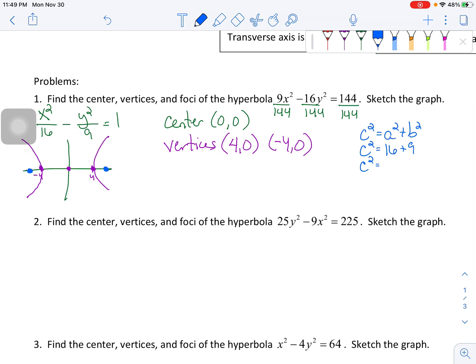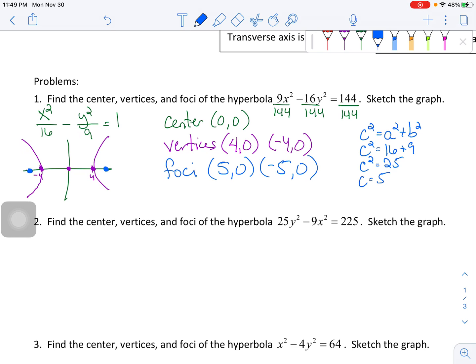I'm doing a quick double check to make sure my brain's still working today. It is. So c squared is equal to 25, which means c is equal to 5. So that means from the center to this focus point is 5 units on the x-axis. So my foci would be (5, 0) and (-5, 0). And that's everything for problem number 1.